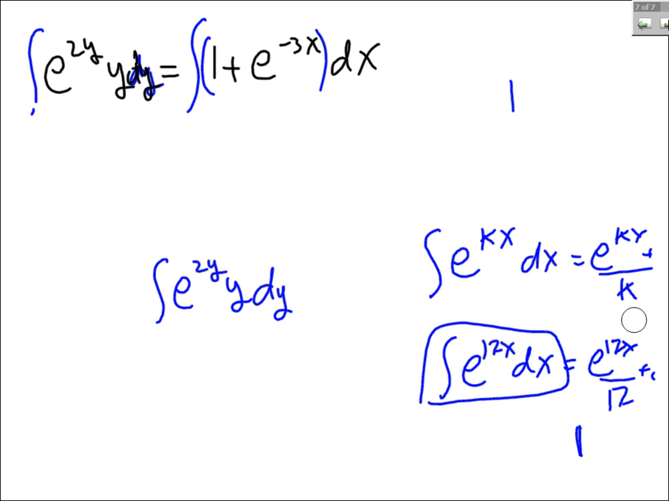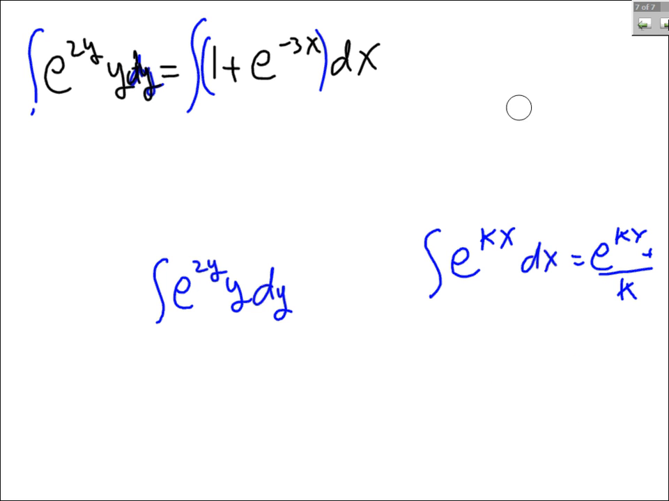Now, there's something that a lot of books tend to call the tic-tac-toe method. The tic-tac-toe method just goes like this. There are two things being multiplied, not including the dy: e to the 2y and y. If you can take the derivative of one of them enough times to get to 0 and integrate the other factor the same number of times, you can use the tic-tac-toe method.